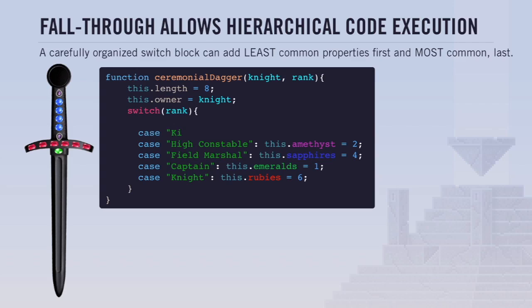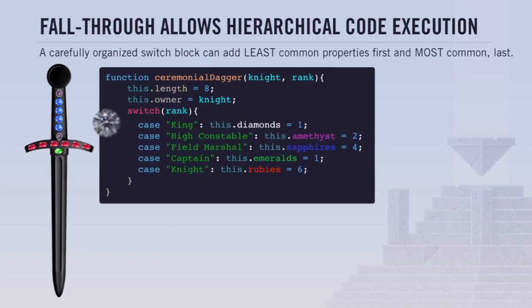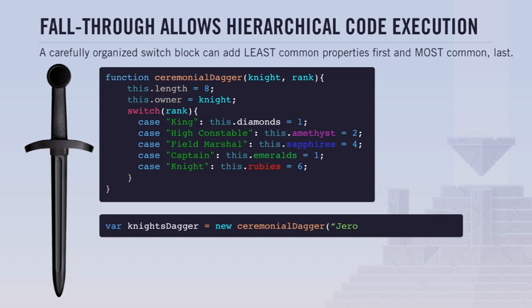And if you are the king, the man, the myth, the legend, King Arthur yourself, then you're going to get 1 diamond exactly in the pommel of your ceremonial dagger. Not only will you get that diamond, but you will get every other gem assigned to every other level of military officer. So now let's make a new ceremonial dagger for Jerome, who is just a standard knight.